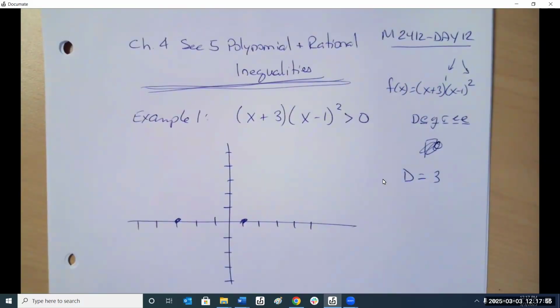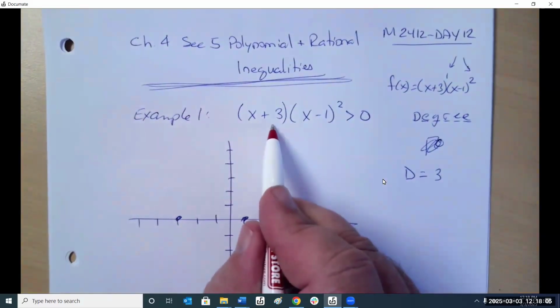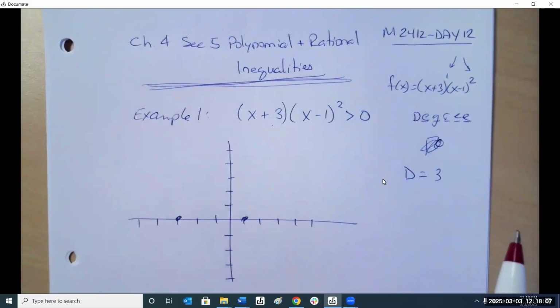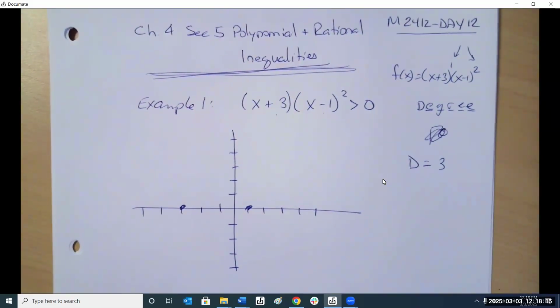What good do they do for us? What benefit do they show us? The multiplicities, because they show whether the graph crosses or bounces off the x-axis. So at -3, what happens? At 1, what happens? You just told me what happens. Oh yeah, crosses. Oh, bounce.